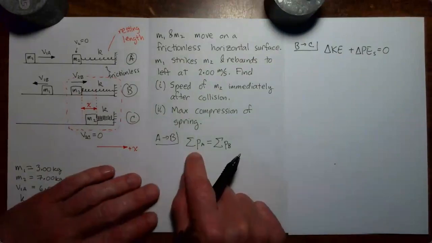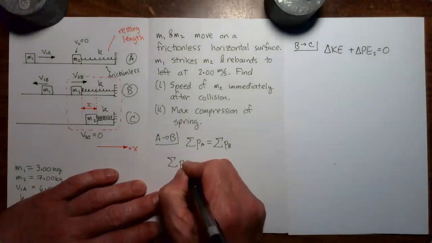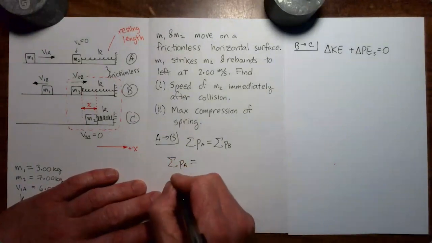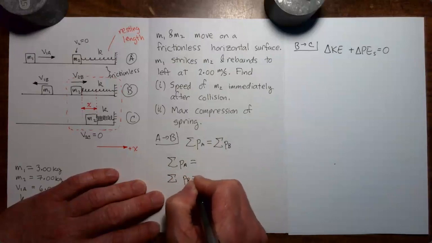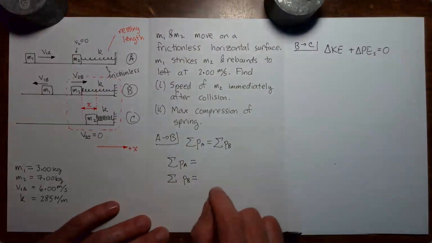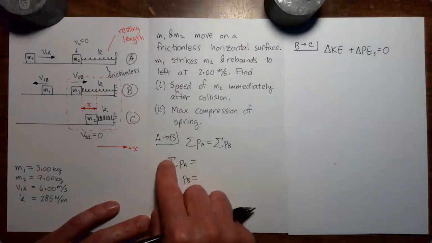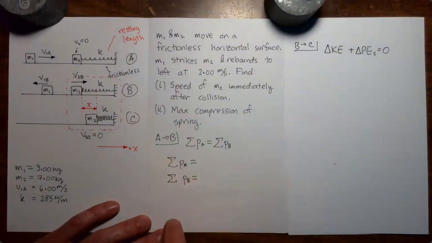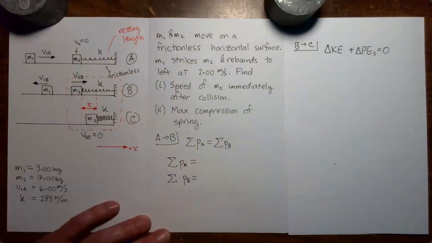So let's go to this A to B step. We're going to need to write down an expression for total momentum in situation A. And we will need to write down an expression for total momentum in situation B. So here I would invite you to try this on your own. And then after you've done that, maybe even go ahead, set total momentum A equals total momentum B, and then solve through to get the velocity of mass 2 after the collision. Then rejoin the video.